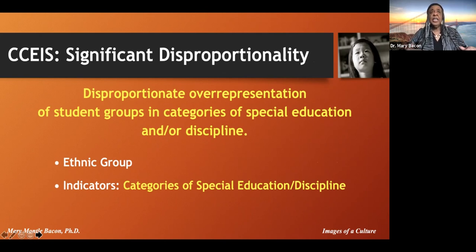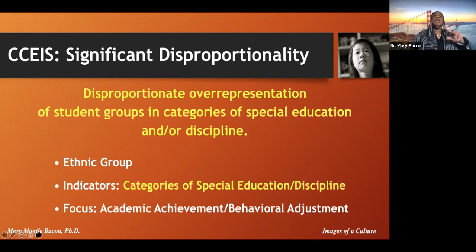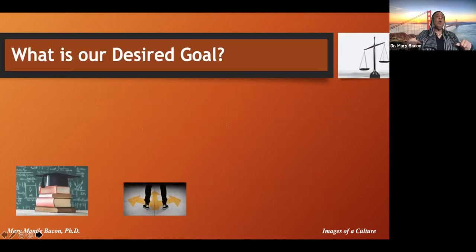When I talk about categories of special education, it could be that it's learning disabled, or it could be emotionally disturbed. But when that overrepresentation happens for a specific ethnic group in one of those categories, the district is required to transfer 15% of its IDEA funds from special education to general education to address this issue. The focus is on academic achievement, and in the case of discipline, on behavioral adjustment. So one of the things that's going to be important for me to outline as I talk about this topic is that it's important for us to define what our focus is in order for us to identify how we are going to use this tool within your work setting.